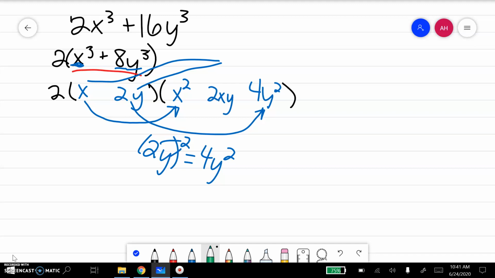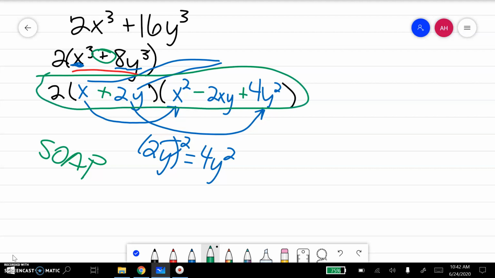Then we're going to put our signs in, so it's the same, opposite, always positive. So same sign to start with, plus, opposite sign next, minus, and then the last one is always positive. So this is your final answer.